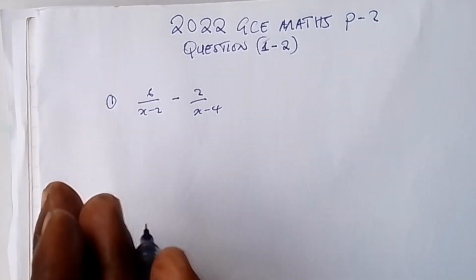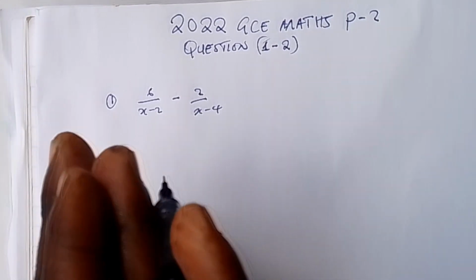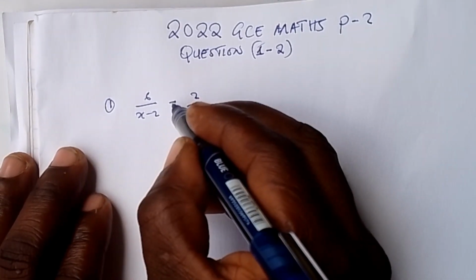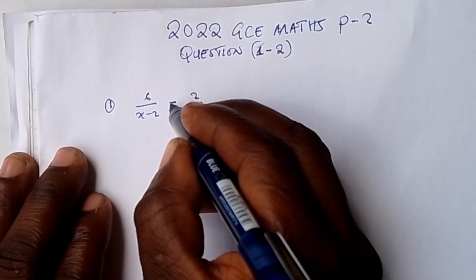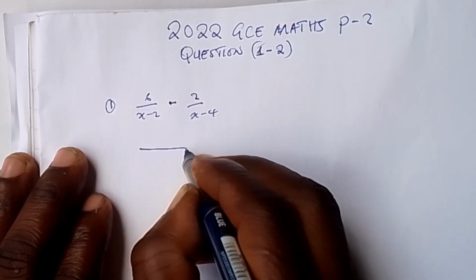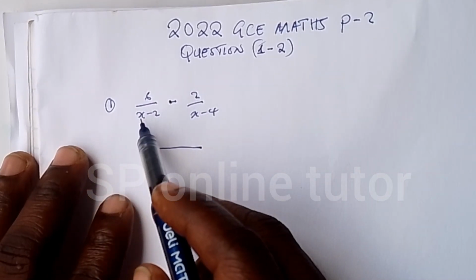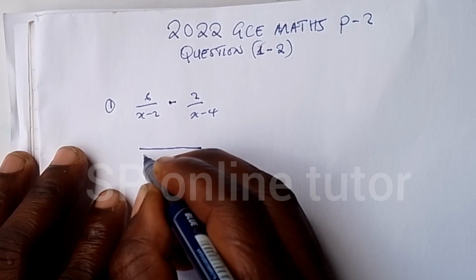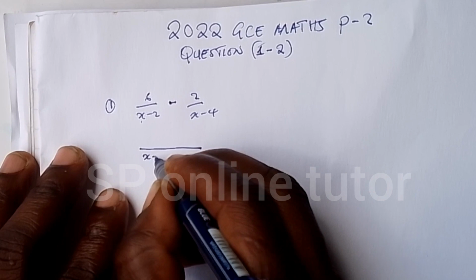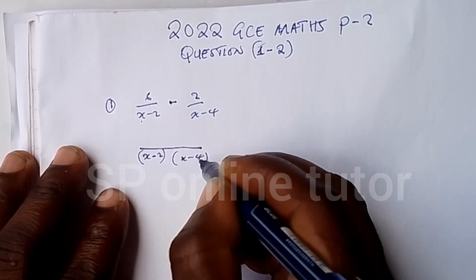So what you have to do when you're doing a single fraction, we all know how to deal with a fraction, okay? So here, when there's a minus or a positive, you have to look for a common denominator. And the common denominator here is, we're going to take these values which we have down here, which is x minus 2 in the bracket, then x minus 4 in the bracket, okay?